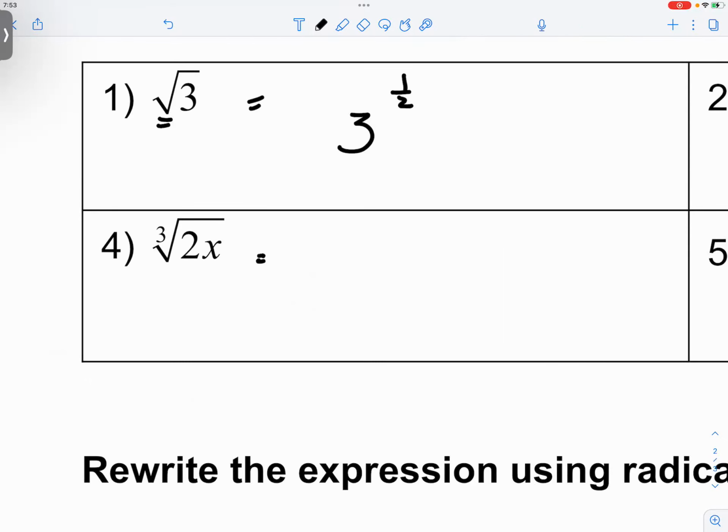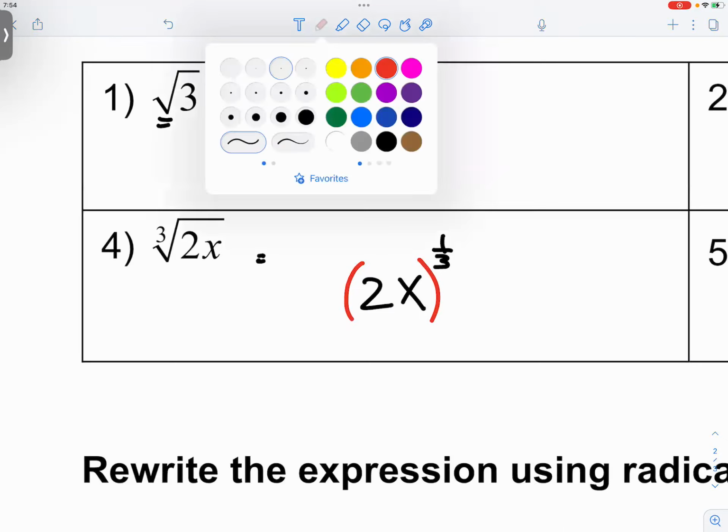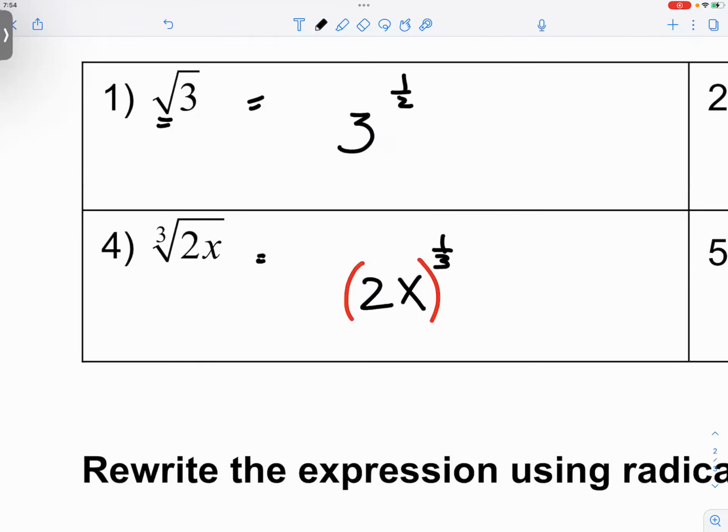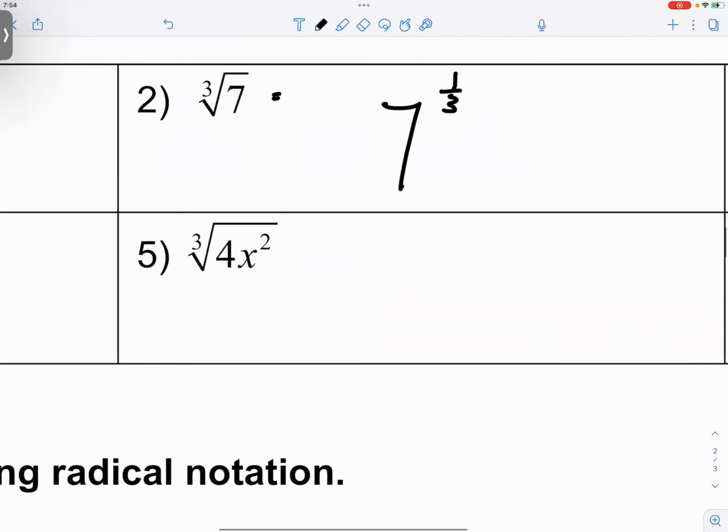Now, I'm going to show you the wrong answer first, and you tell me what's wrong. What's wrong? Yeah, the 1/3 power is only on the x. What's needed here? Parentheses, because the cube root is for the entire 2x. You've got to put parentheses. If you don't put parentheses, then the 1/3 power will only apply to x and not the 2, and that's not what the notation intended. Okay.